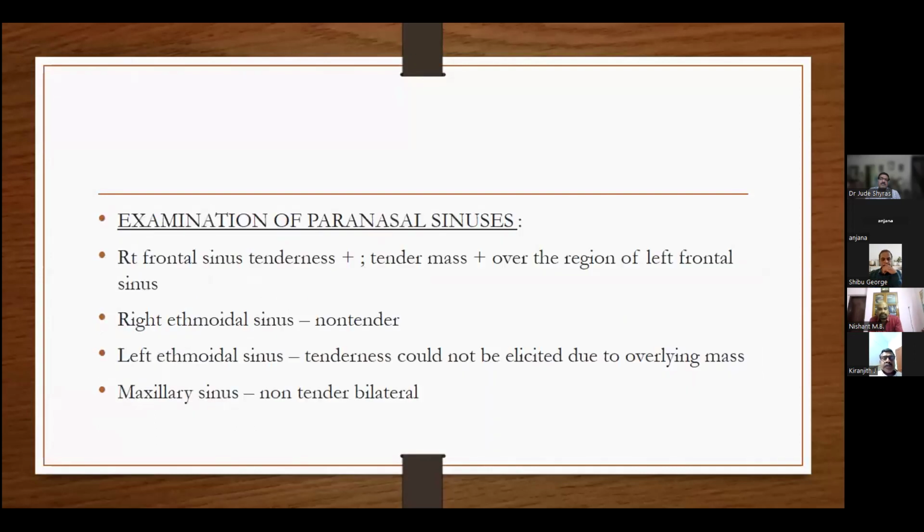Now examination of paranasal sinuses. Right frontal sinus tenderness was present. There was a tender mass over the region of the left frontal sinus. And right ethmoidal sinus was non-tender. Left ethmoidal sinus tenderness could not be elicited due to the overlying mass. Maxillary sinus was non-tender bilaterally. Not very important.